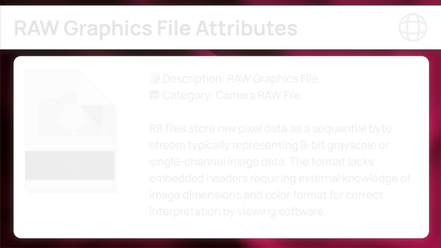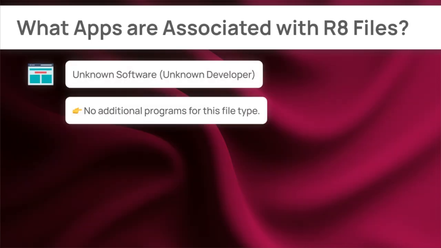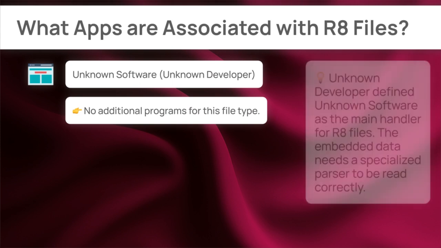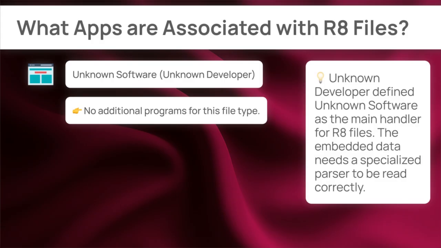Windows often defaults to associating R8 with the unknown software solution from unknown developer. Windows cannot reliably map the file's internal data paths for extraction. Windows can't apply camera profiles or lens corrections, so full editing requires specialized software.